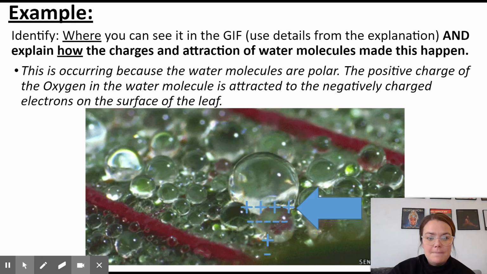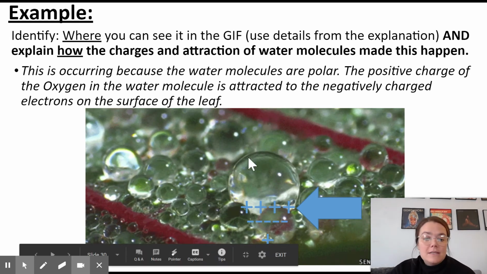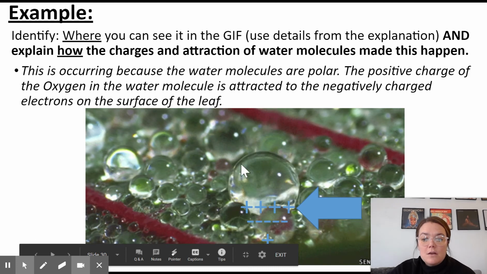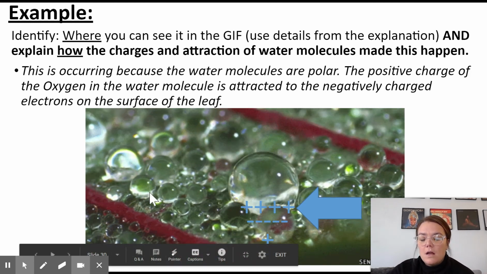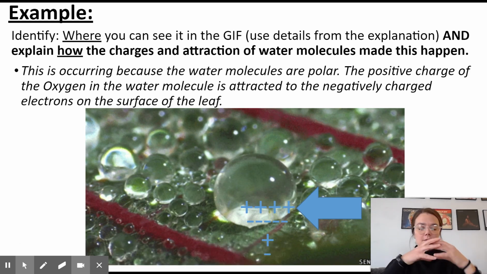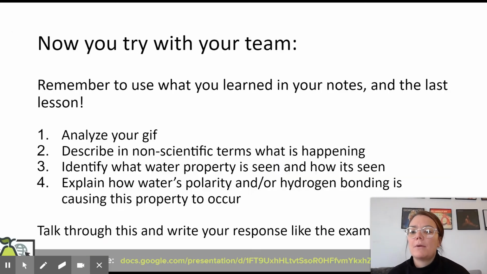Another one you could talk about is we could say that we are seeing surface tension here because we see that beautiful round shape of each of these water droplets forming, and that's because of the hydrogen bonding that is taking place on the surface of the water molecules. So there's lots of directions you can go with this. The main point is I want you thinking and writing about it.